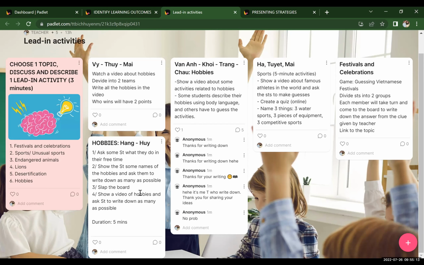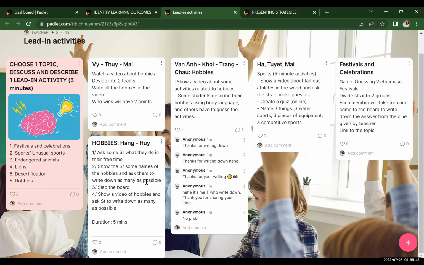Hello, Hằng, Huy. Hello, you use the flashcard? Yeah, we use some kind of flashcard. So you take turns to show the flashcard? Yeah. I show the picture, glue it on the board, and students look at it, so they can enhance more vocabulary beside what they talk about their free time. And after that, they will write down as many as they can about their vocabulary.